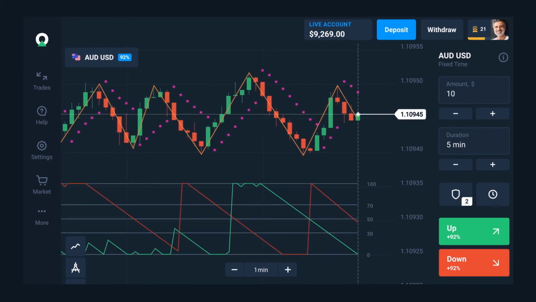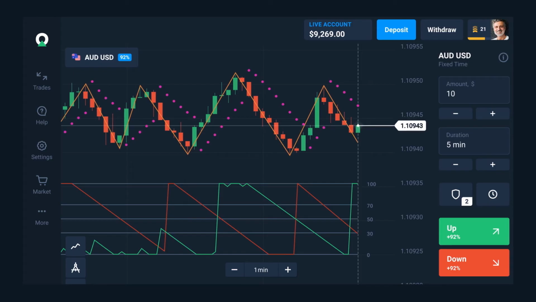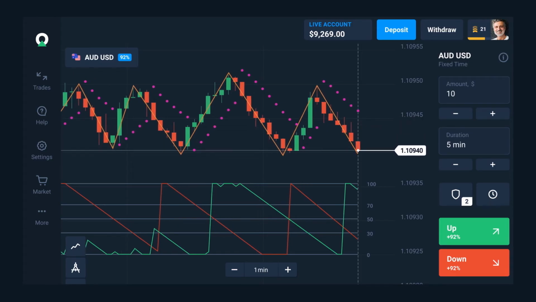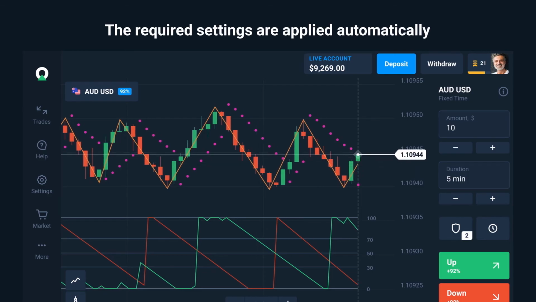Parabolic indicator points and zigzag lines have appeared along the price chart, and the Olymp up and Olymp down indicators have opened below the chart. The required settings are applied automatically.